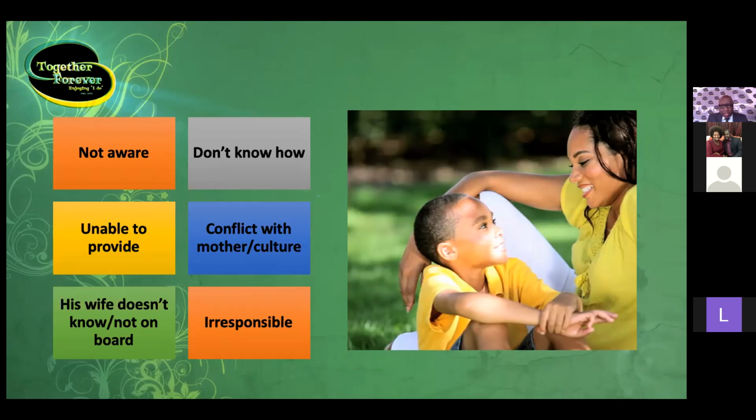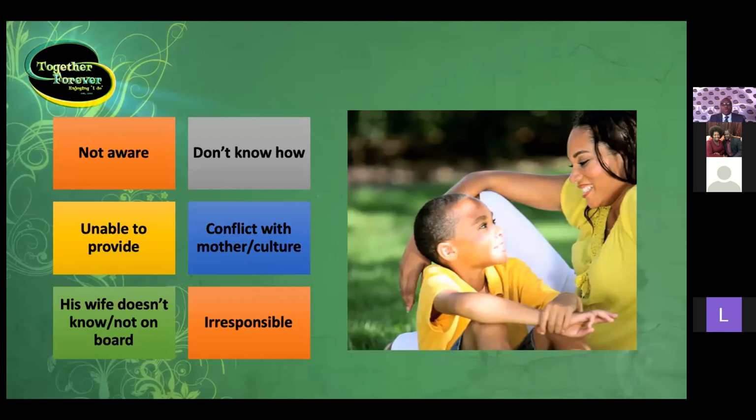Other fathers are absent because of the mothers of the children, who have tried everything to cut off contact between the father and the child. They do all kinds of things. They hide the child. They block access. There's a lot of drama. Sometimes they get a protection order. There are all kinds of things. Sometimes the law is used to keep you away from your child.